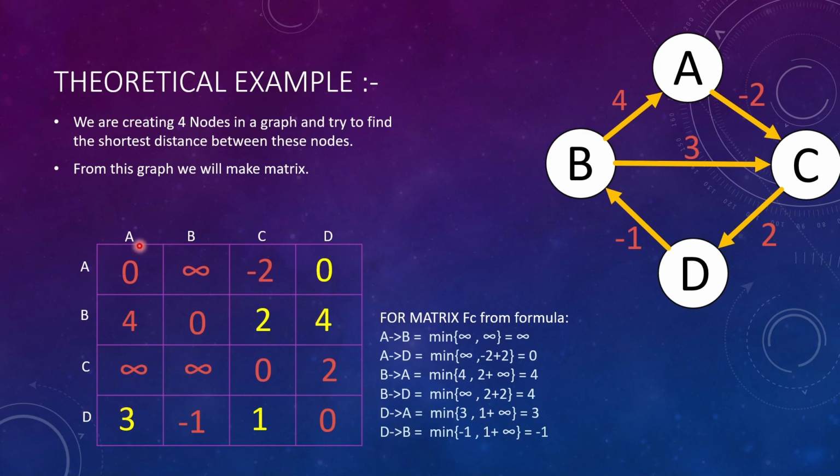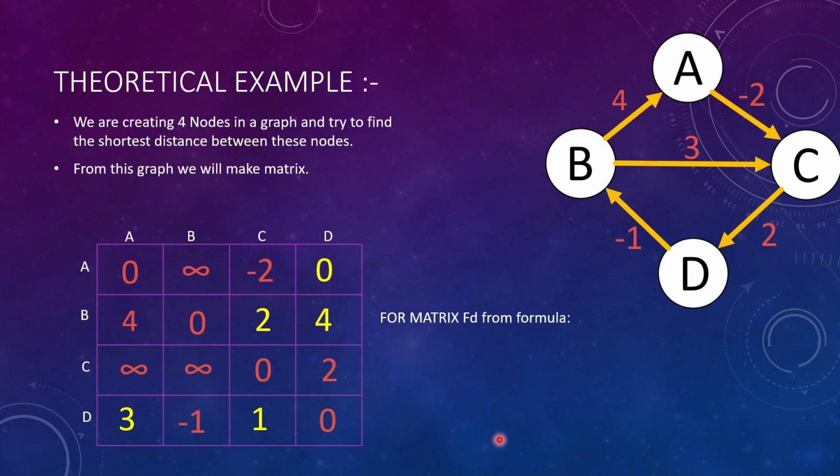For D to A, previously it was 3, and after applying our algorithm going via C, it is infinity. So 3 will remain as it is. Now D to B, which previously was minus 1, but after going via C, it will be infinity. So minus 1 will remain as it is.